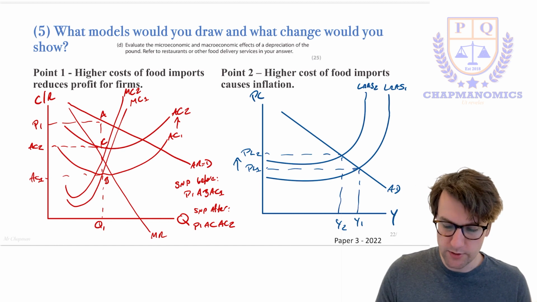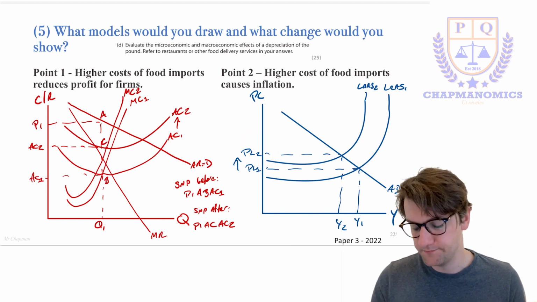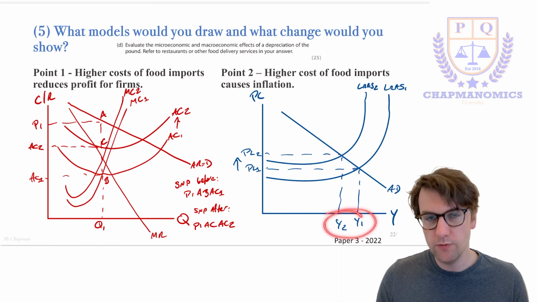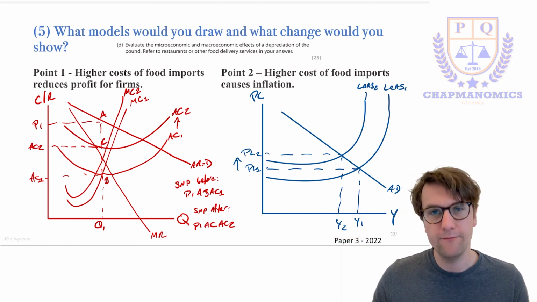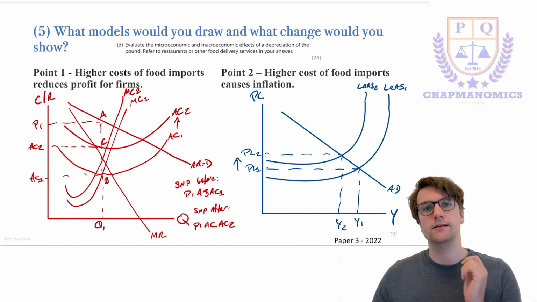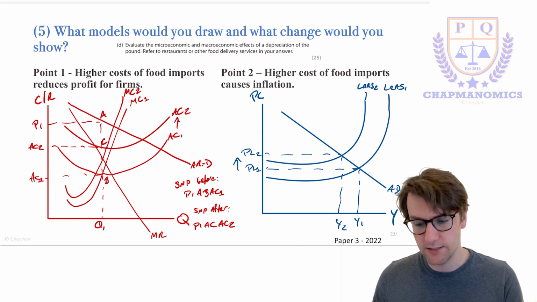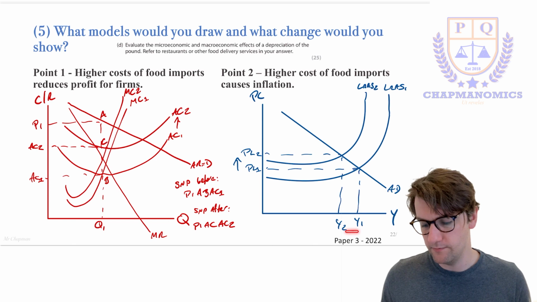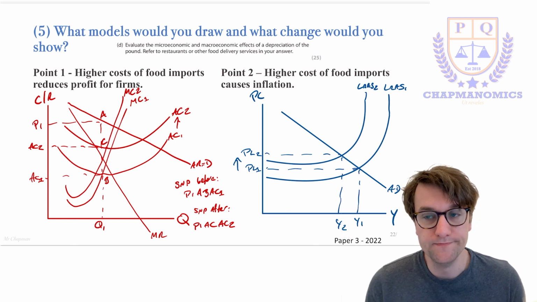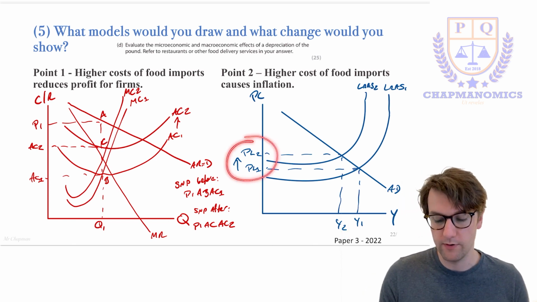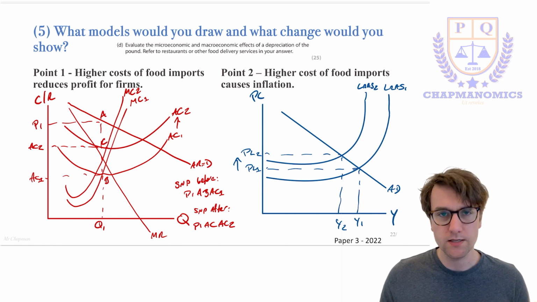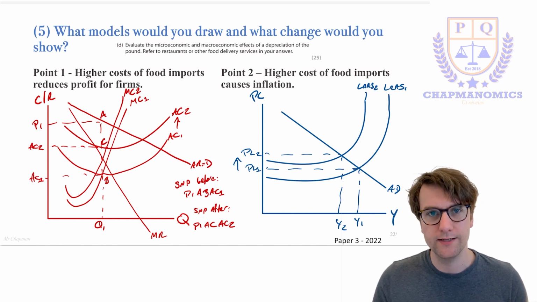And this is the bit that we want to be super, super clear about here. We don't need to worry too much about output because of the point that we're making. If we were to say that this depreciation of the pound, increase in the price of imports was causing economic growth to fall, then that's what we talk about there, but we want to be really, really clear about this price point. So these are the two models that I would draw in this case.